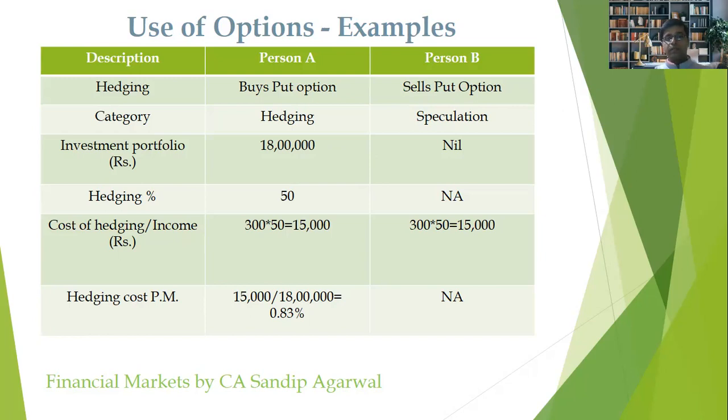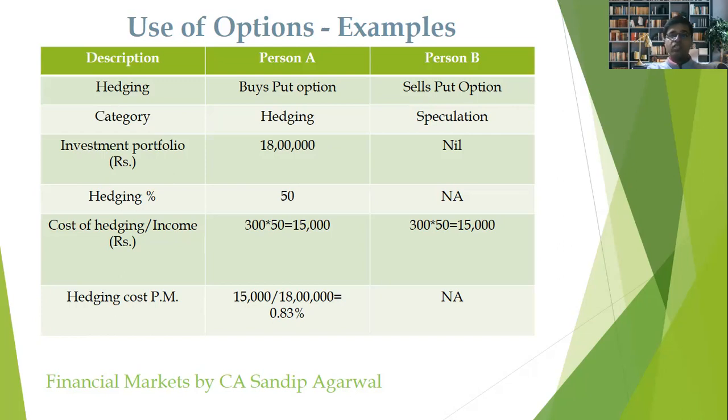Now, similarly for person B, he doesn't have any investment portfolio. He has just sold a put option, because whenever a person is buying a put option for hedging his portfolio, obviously there has to be a market participant who sells a put option. So without speculators, there won't be any liquid market. There won't be easy buyers and sellers. So he has basically sold a put option. He has received the same amount of premium, 15,000 rupees. This is the maximum reward for the put option seller, whereas his risk is unlimited in case the market starts moving in the downward direction.